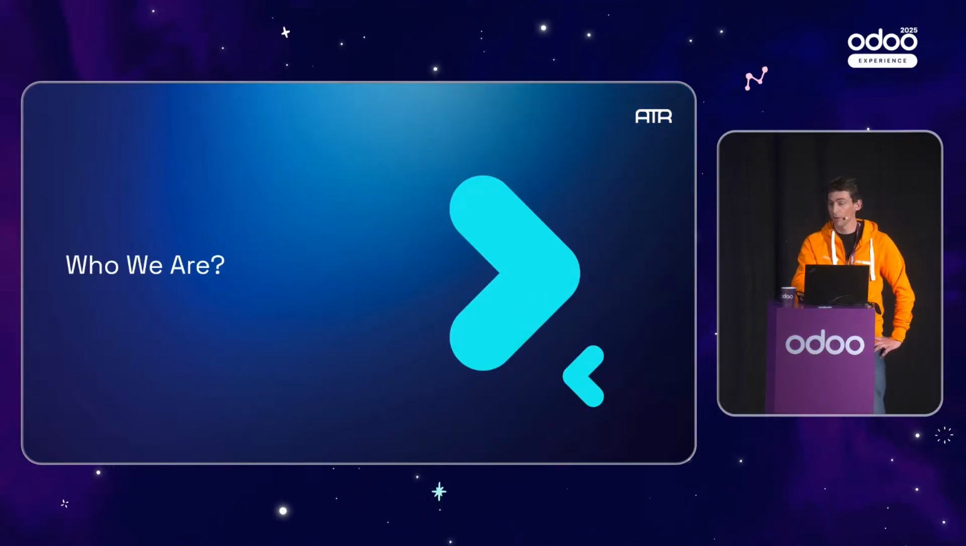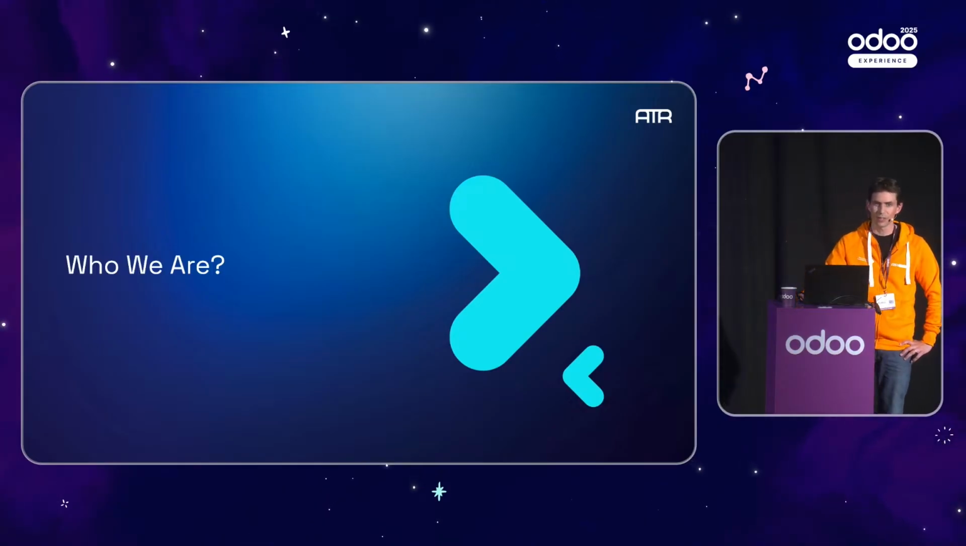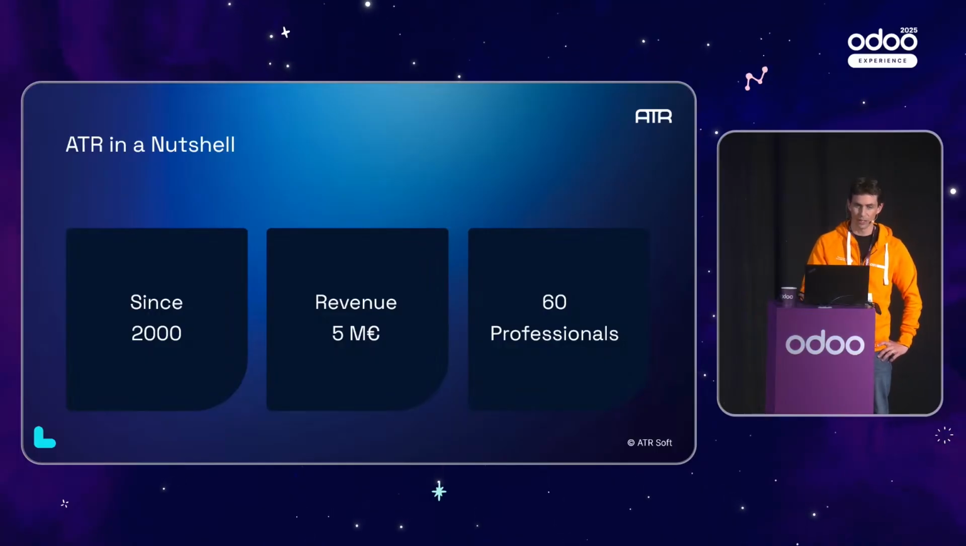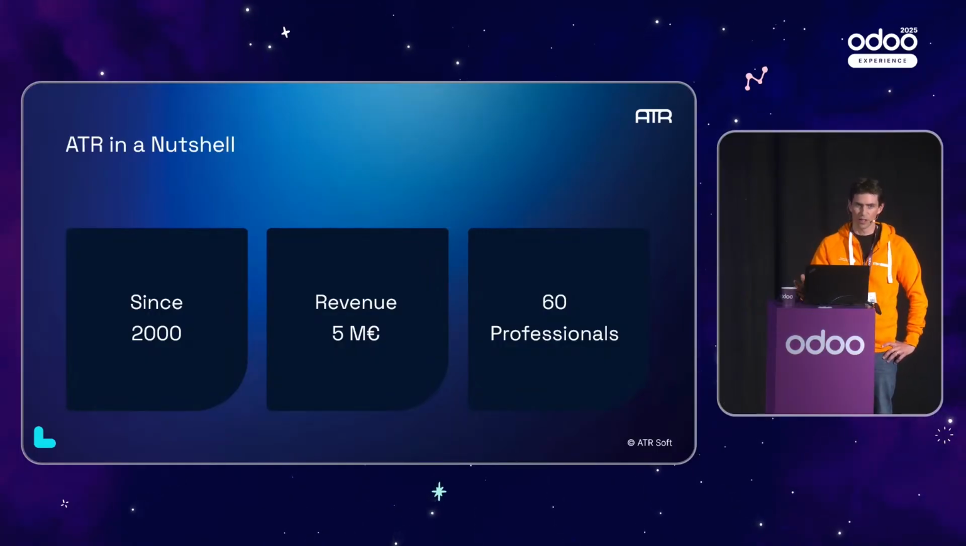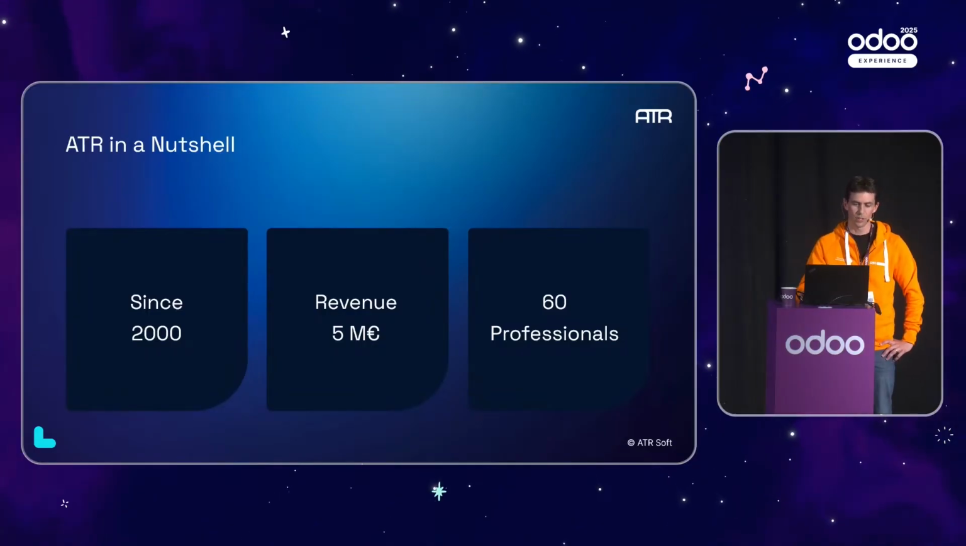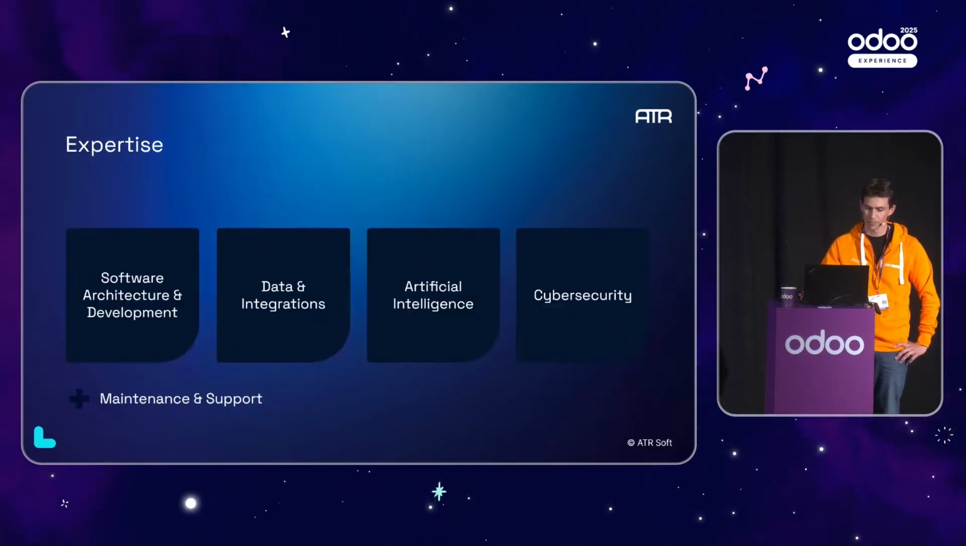So I want to first quickly introduce what ATR Soft is. It's a software company founded in 2000 and based in Finland. We have around 50-60 employees nowadays, and yearly revenue is around 5 million euros.